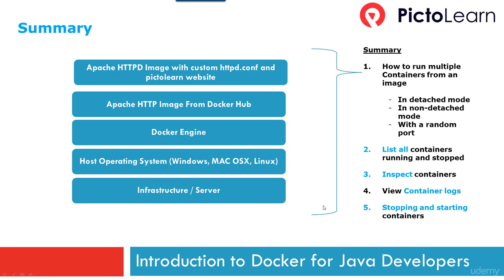So that's for this lecture. Now let's quickly summarize what we learned as a part of the lecture. We learned how to run multiple containers from an image in detached mode, in non-detached mode, and also with a random port. We also saw how to list all containers running and stopped, inspect those containers, and get some metadata information from them for troubleshooting and debugging. We saw how to view the container logs and also how to stop and start containers.